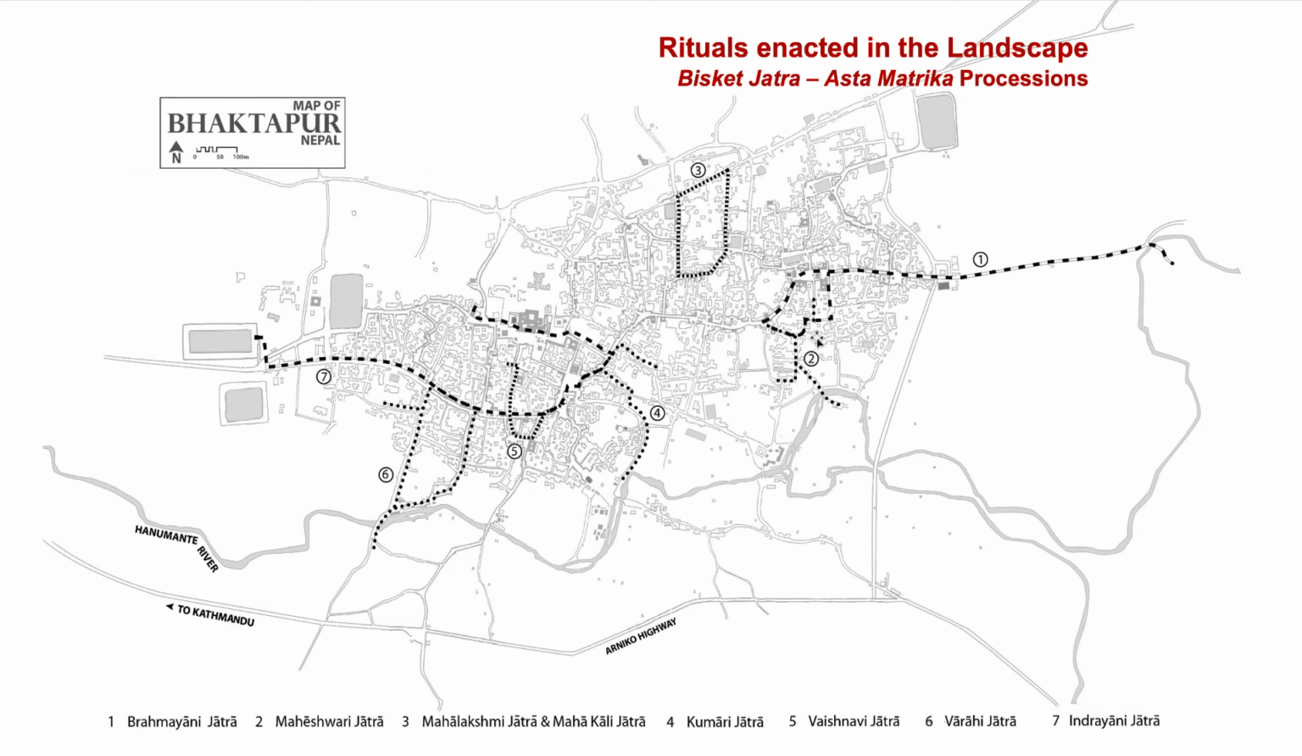So what these ritualistic traditions mean is that Brahmayani controls this area, and the Maheshwari controls this area. And the Mahalakshmi and Mahakali control this area. So you can see that not only do these mother goddesses control the periphery of the town, they also have their own geography or territory that they control. So these are very important for the people's belief system.